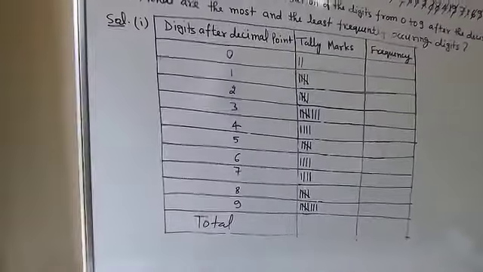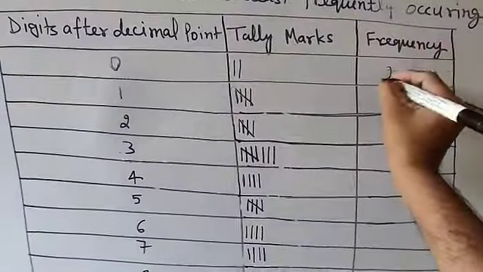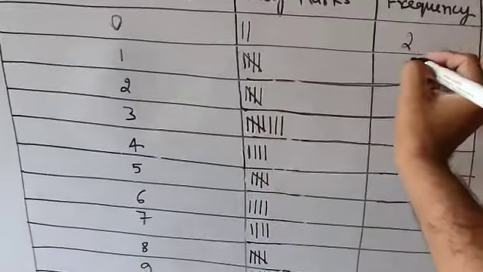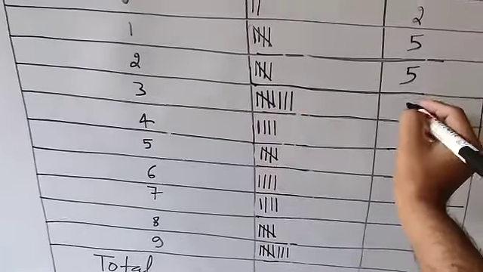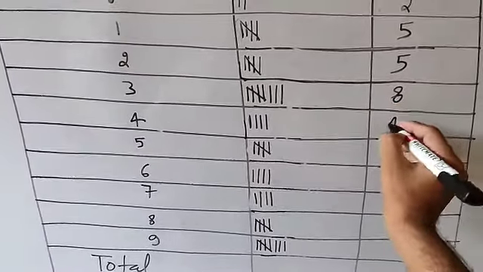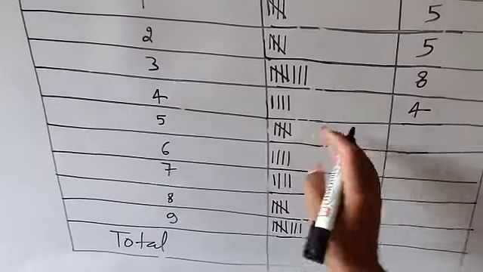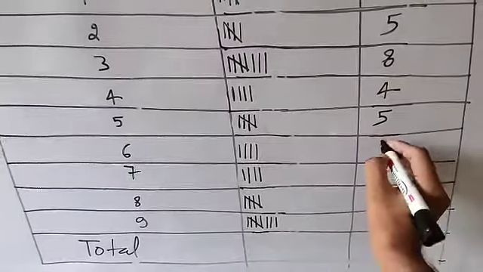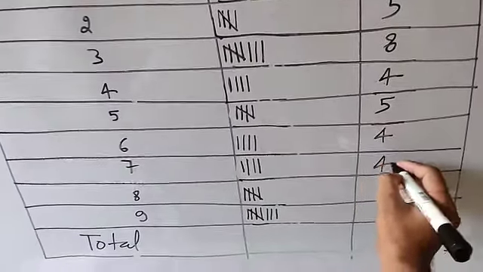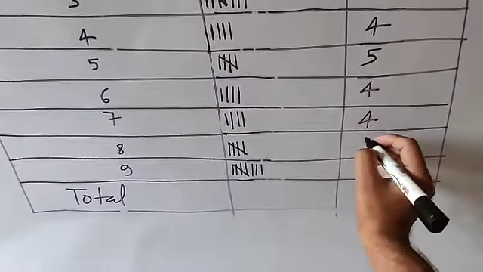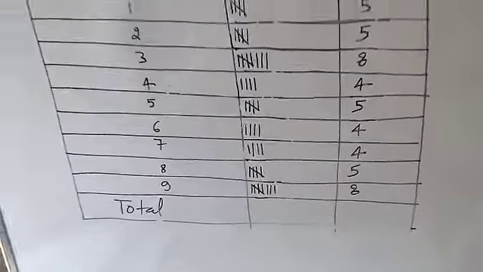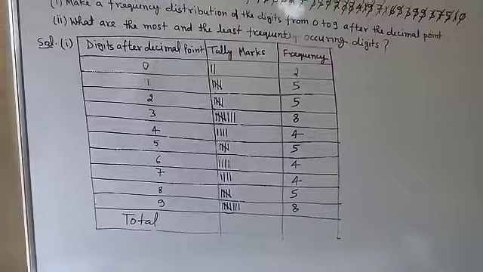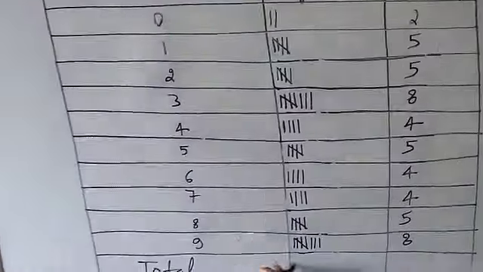Now count the tally marks. Here 0, frequency is 2, here it is 5, here it is also 5, now it is 8, here it is 4, now it is 5, then 4, it is 4, after this 5, and here it is 8. So all the values are represented here. Now find the total, which should be 50.